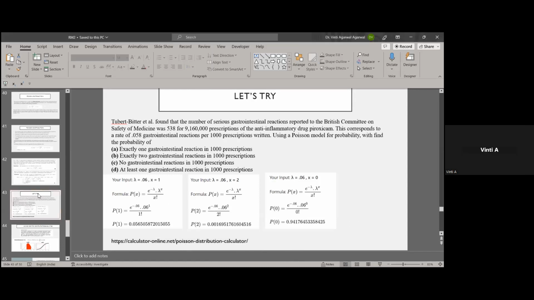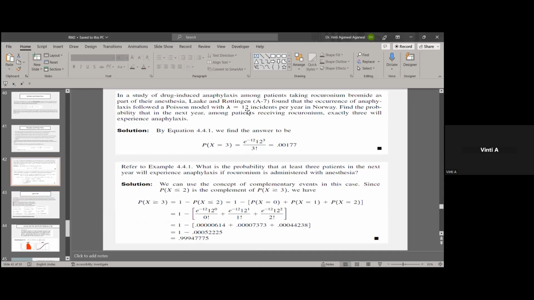If I go to this particular example, it says lambda was 12 and it says 3 will experience. So if I go to the calculator, the rate of success is what? This is my probability, exactly 3 occurrences. What is my x out here? This was 12. And what was my x out here? 3. Lambda was 12, and I want exactly 3 occurrences.